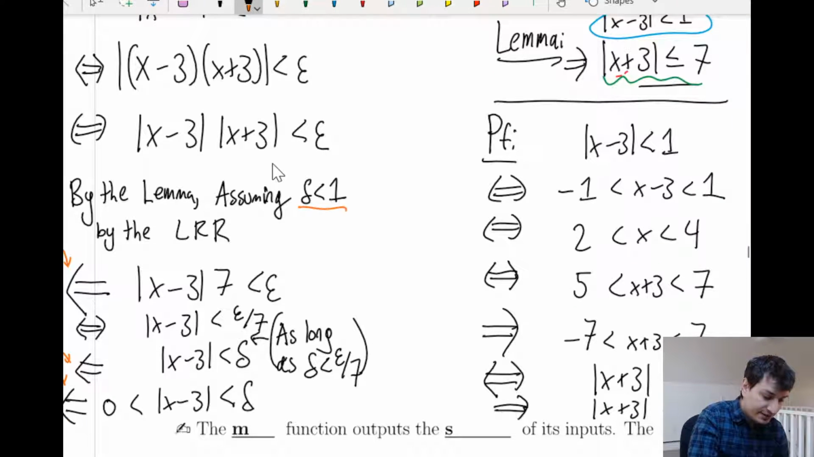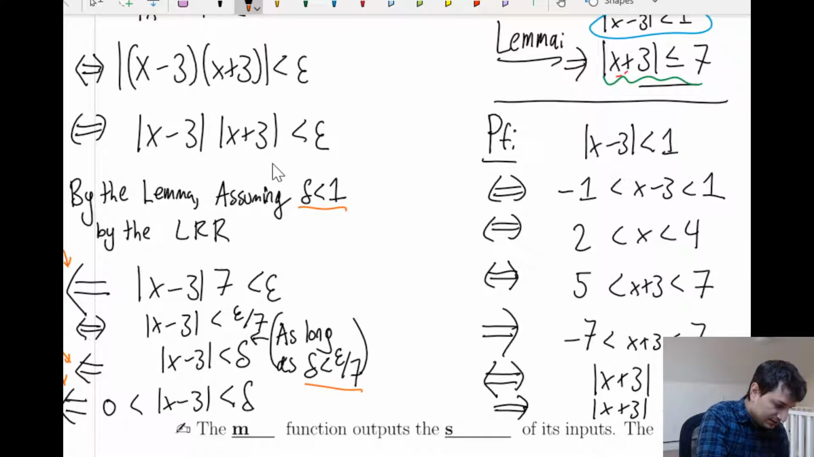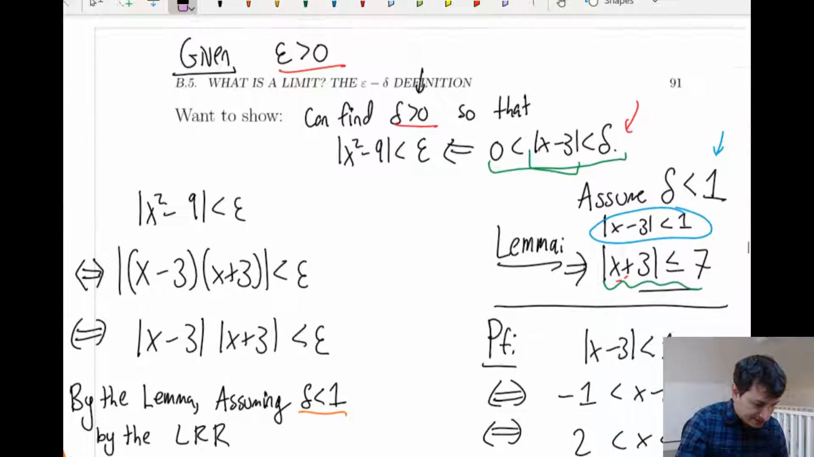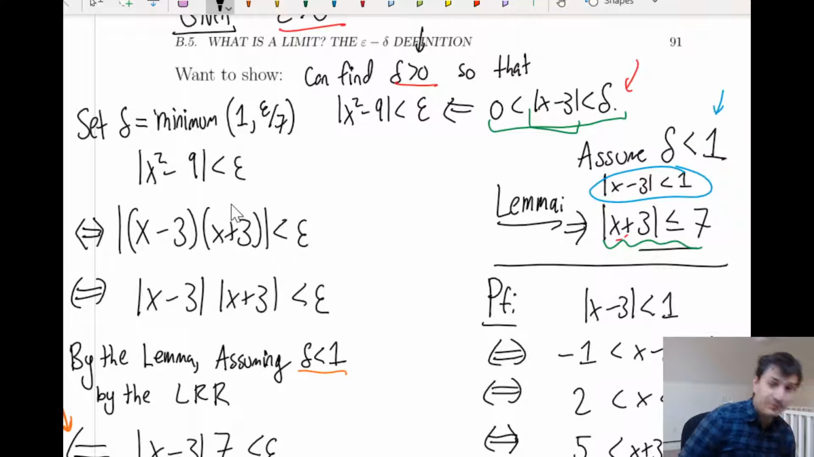So we said delta has to be less than 1. We said delta has to be less than epsilon by 7. So to make sure that both of these things that we've used in our proof are true, to make sure that this arrow is true and this arrow is true, we just need to set delta. You can write this at the top of the proof. Sometimes people do that. Set delta to be the minimum of 1 or epsilon divided by 7. And minimum just means whichever is smaller.